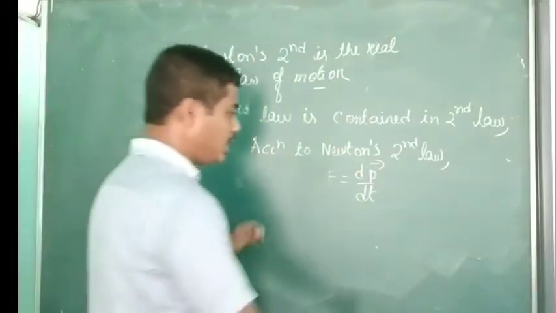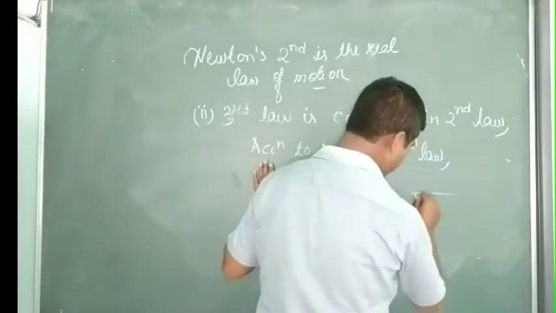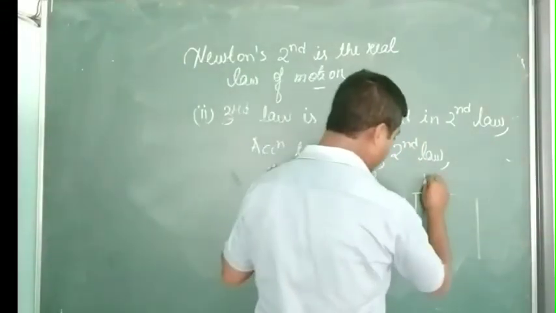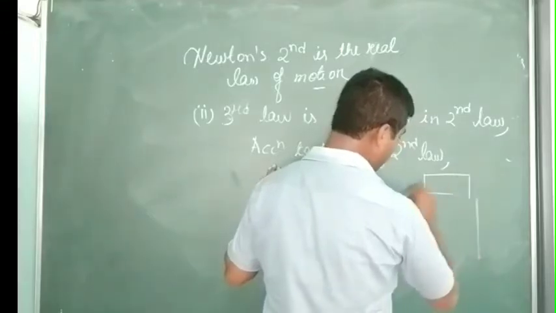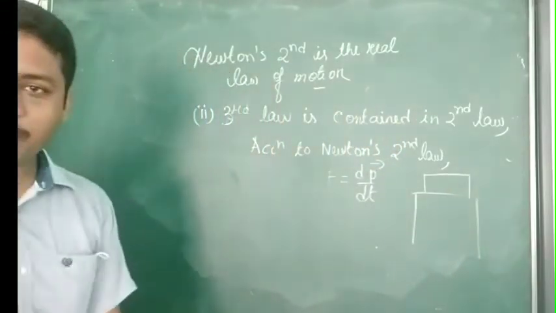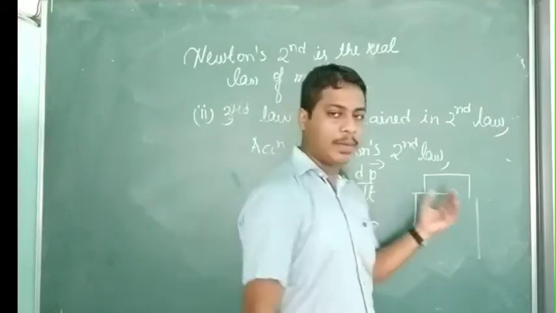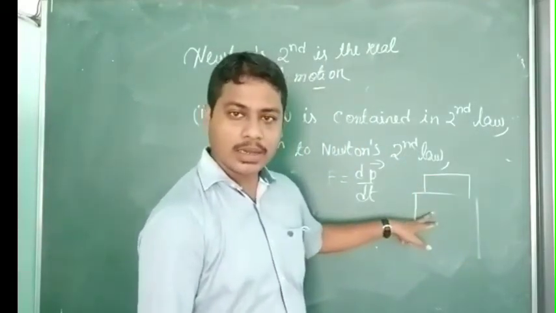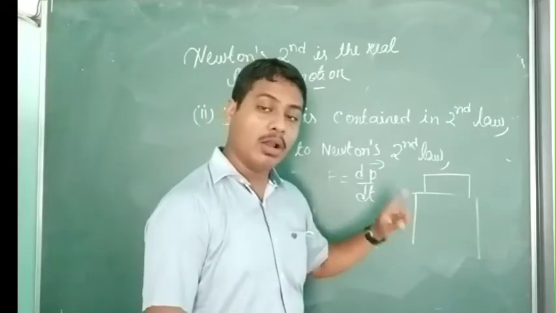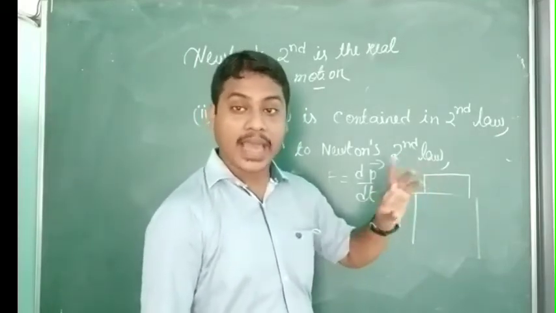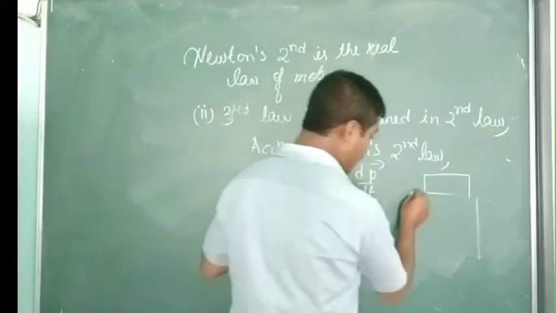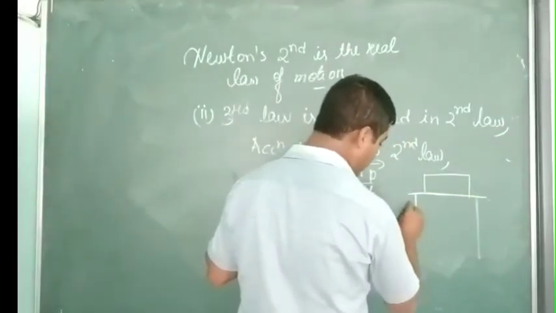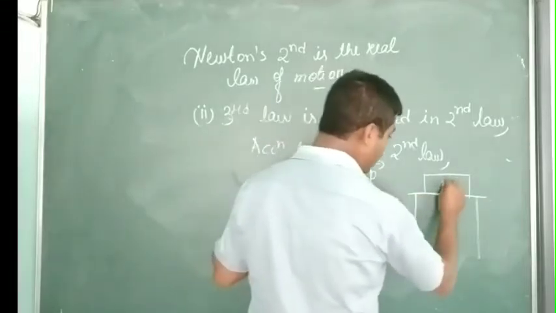Suppose I consider that we have a table. Okay, this is our table and I have kept a book above it. So when you keep a book above it, your book will be applying a force on the table, and similarly your table also will apply a force on the book. That is the action and the reaction force. Suppose I consider that your table is object number 2 and your book is object number 1.